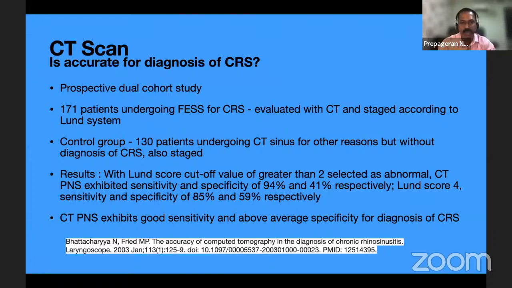Let me go through very quickly about CT scan. One of the things I asked my guys to go through is CT scans, how accurate it is for the diagnosis of CRS. This is published data to show that if you take a Lund-Mackay score greater than 2 as abnormal, CT scan has a sensitivity of 94% and a specificity of 41%. So it's sensitive, but the specificity is not so great for a diagnosis of CRS.